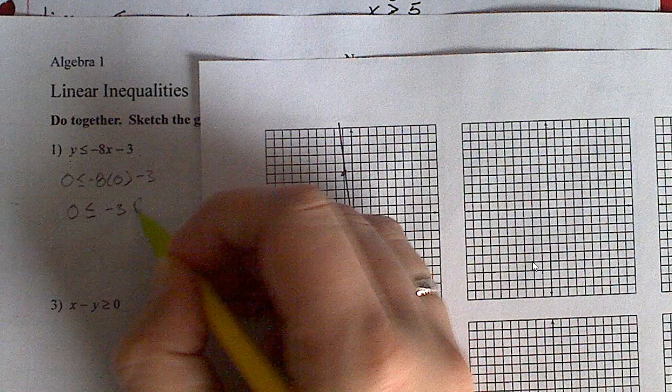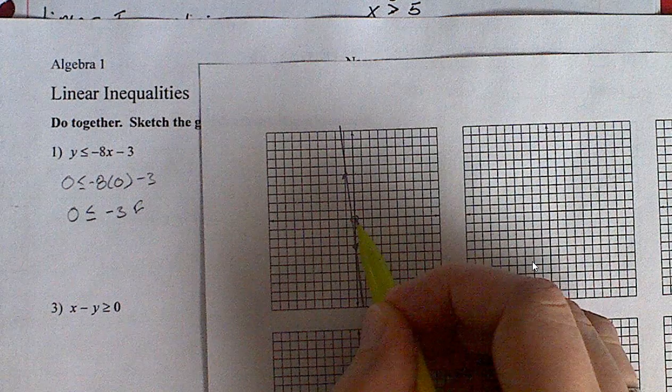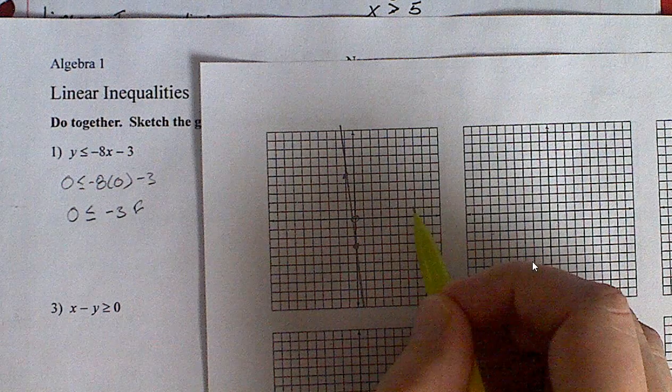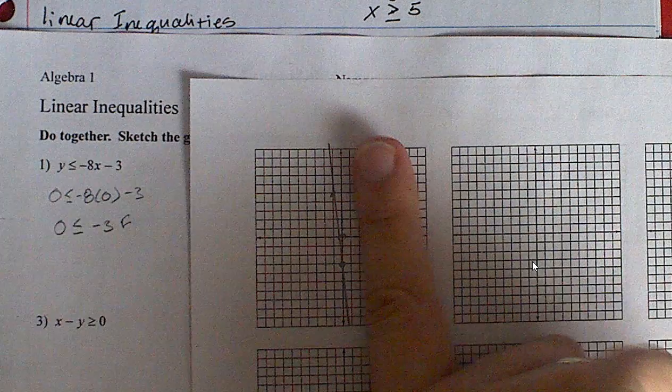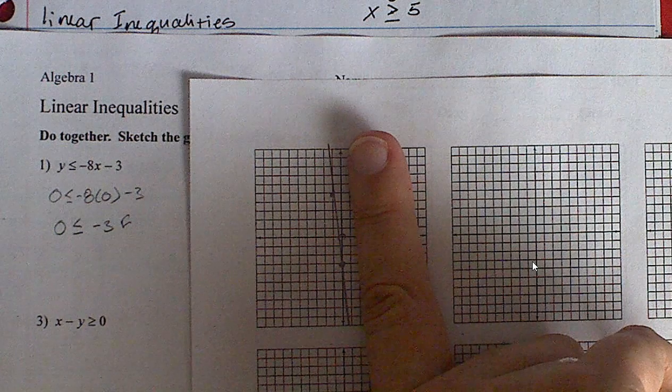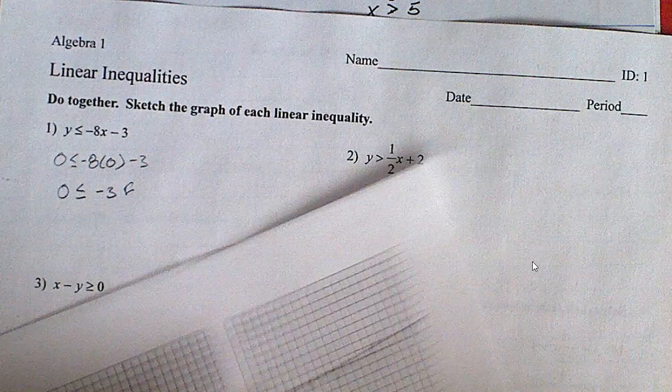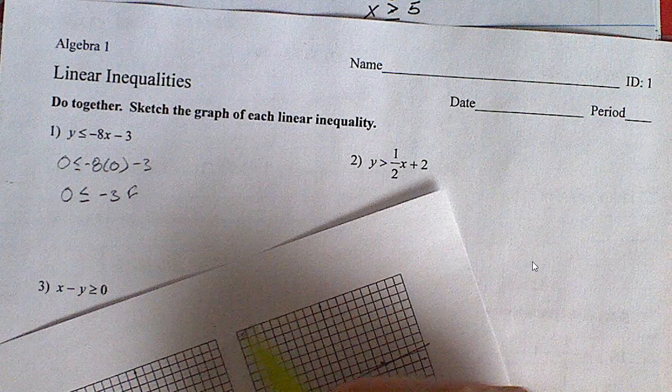So that means that the side where 0, 0 is, which is over here, does not get shaded. So if I don't shade this side, what side do I shade? The other side. I shade this side. The left side. So I'm going to shade the left-hand side, which is over here.